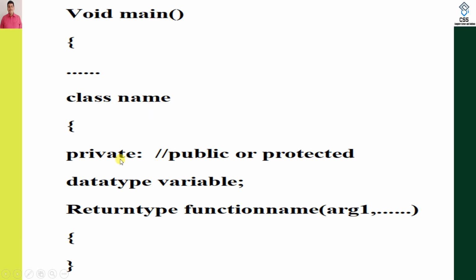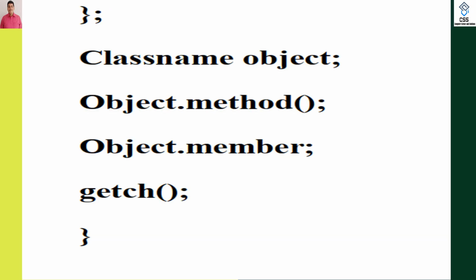The declaration within the main function is the same: class name, access specifier, data type variables, return type, function name, and so on. Followed by the block of code within the function as the definition part, you can write the code within this. Then the class should be ended, and it is ended with a semicolon.